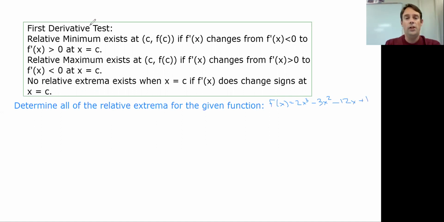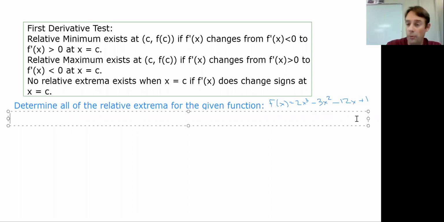All right, so let's try this here. Determine all the relative extrema for the given function. So remember what we do. Get ready for the process. We are always going to start off by saying what we're going to do. Then we do the work. When we're done, we're going to say what we found.